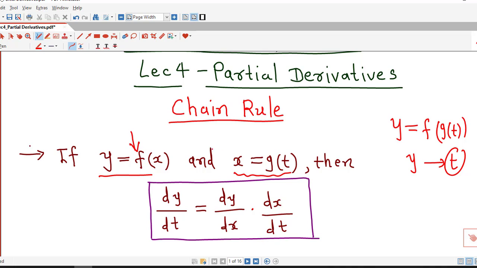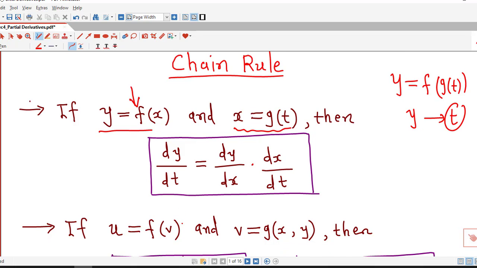If y is a function of x and x is a function of t, then the derivative of y with respect to t is nothing but the derivative of y with respect to x times the derivative of x with respect to t. Now we generalize this for partial derivatives.